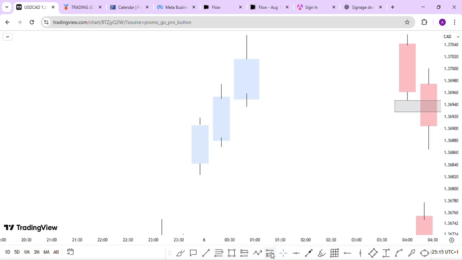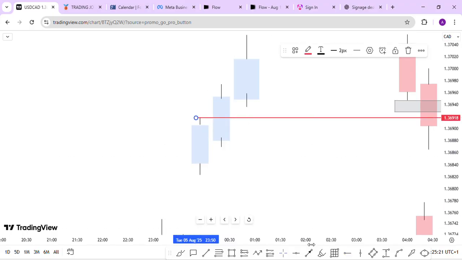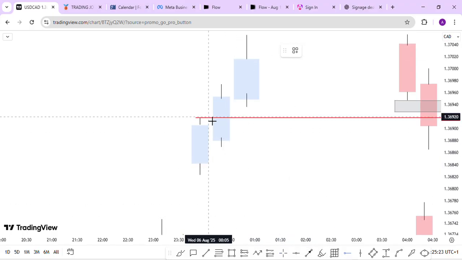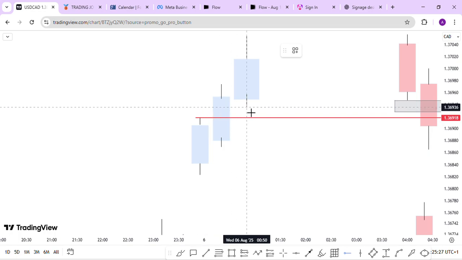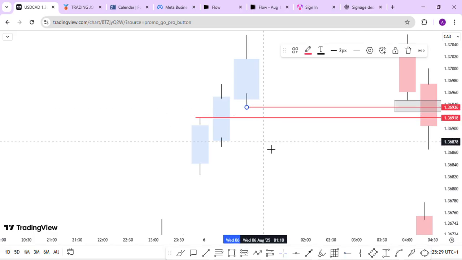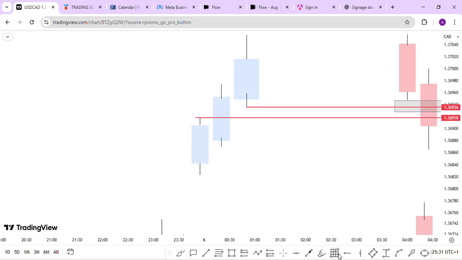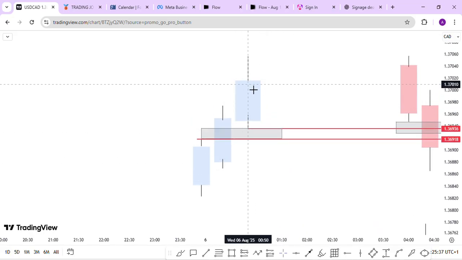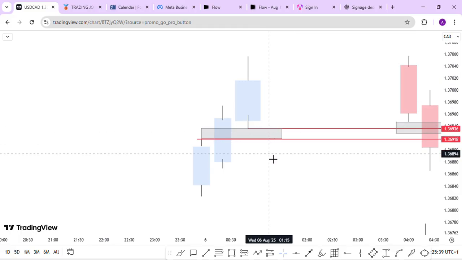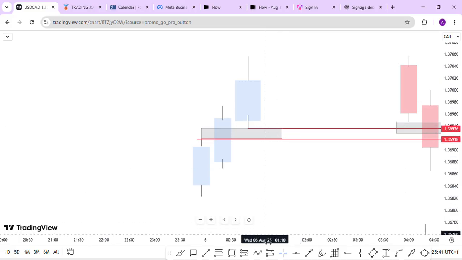So you can see that I will mark this. This is the end of this first candle. Then look at where this third candle stopped, which is this one, like this. So it means the gap between here and this level is what we call fair value gap. So that's why people say they are waiting for their entry at fair value gap.